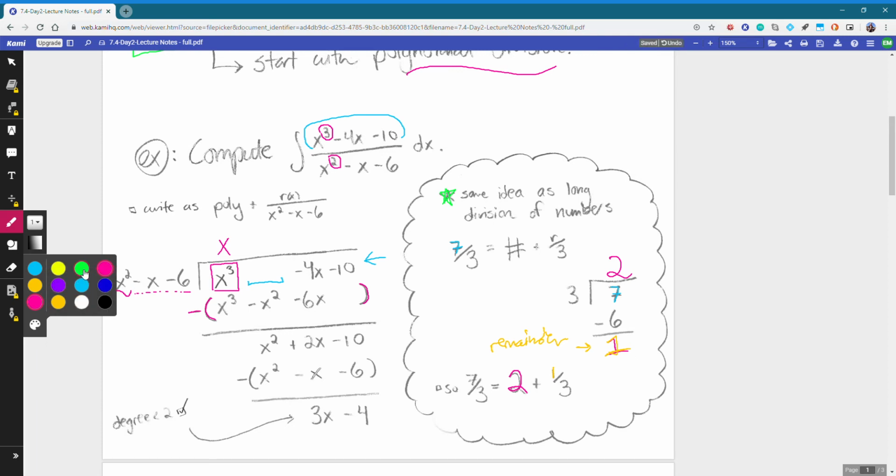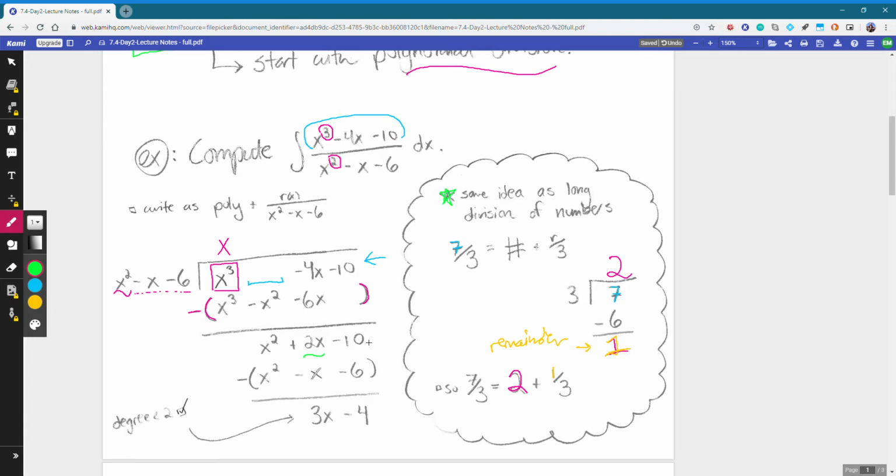And what we get on working this out, x cubed minus x cubed is 0. 0 minus negative x squared is positive x squared. Negative 4x minus a negative 6x becomes a positive 6x minus 4x, so positive 2x. And then minus 10 minus 0 is minus 10.